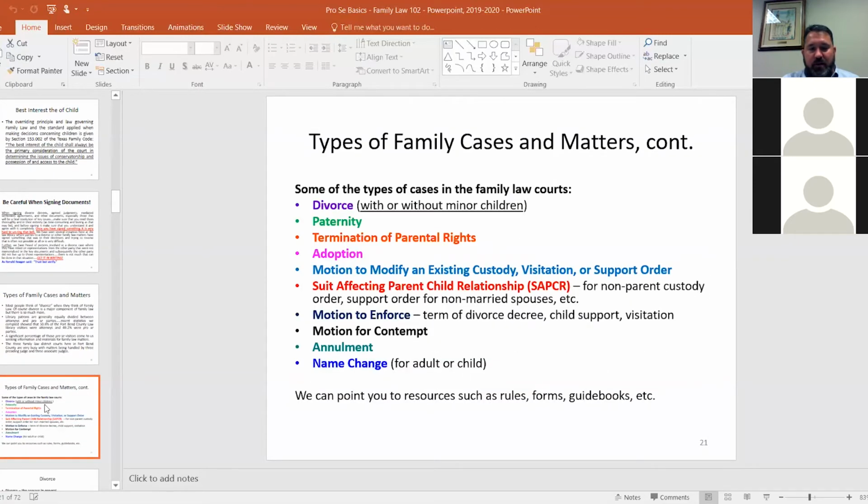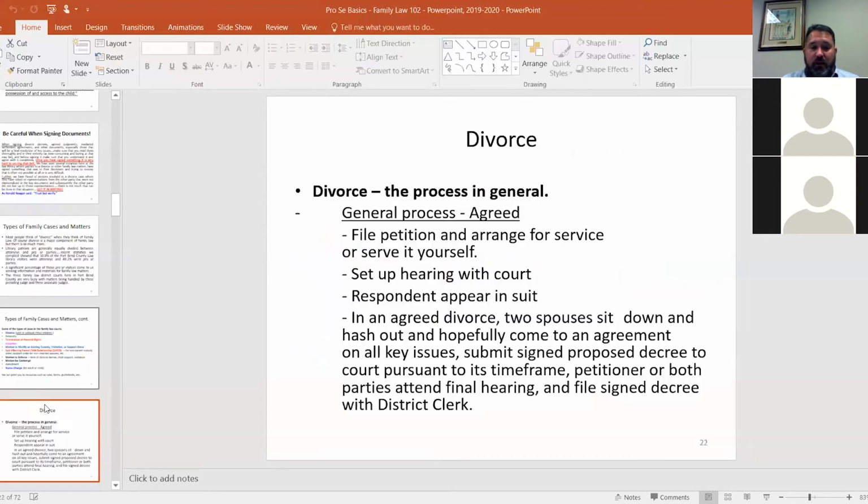So let's talk about some of the different family law cases. There's divorce, paternity, termination of parental rights, adoption, which can tie in with termination, modification of family law orders, original suits affecting parent-child relationships, motions to enforce family law orders, and motions for contempt, which usually tie in with motions to enforce. There are annulments and name changes, and we have information and forms for all of these things.